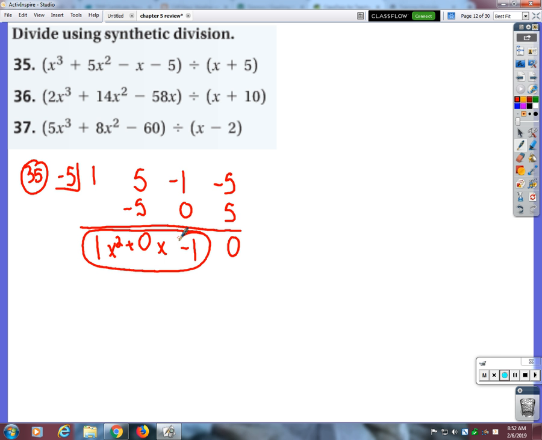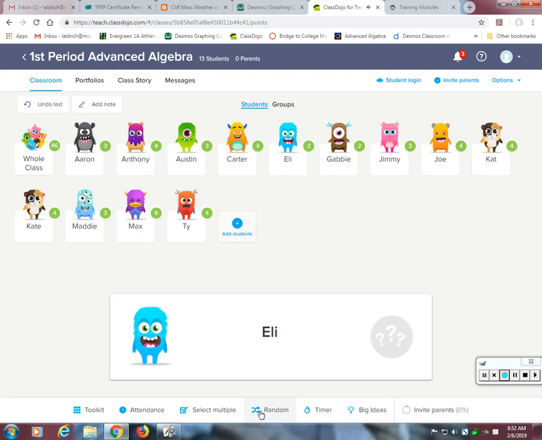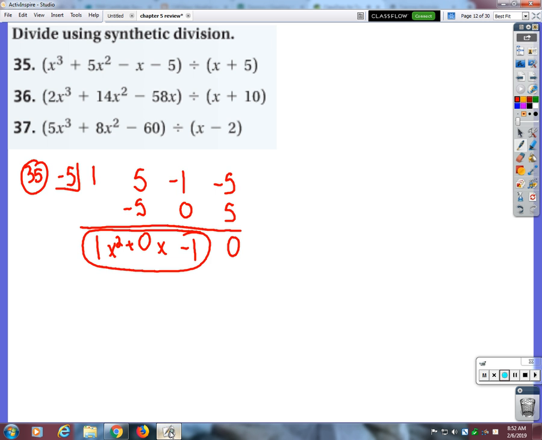All right, let's try another one of those. Eli, what goes in the box? Huh? -10? Okay, yeah, sure. What numbers go here? And what else? Good, don't forget you need the regular old number, okay?